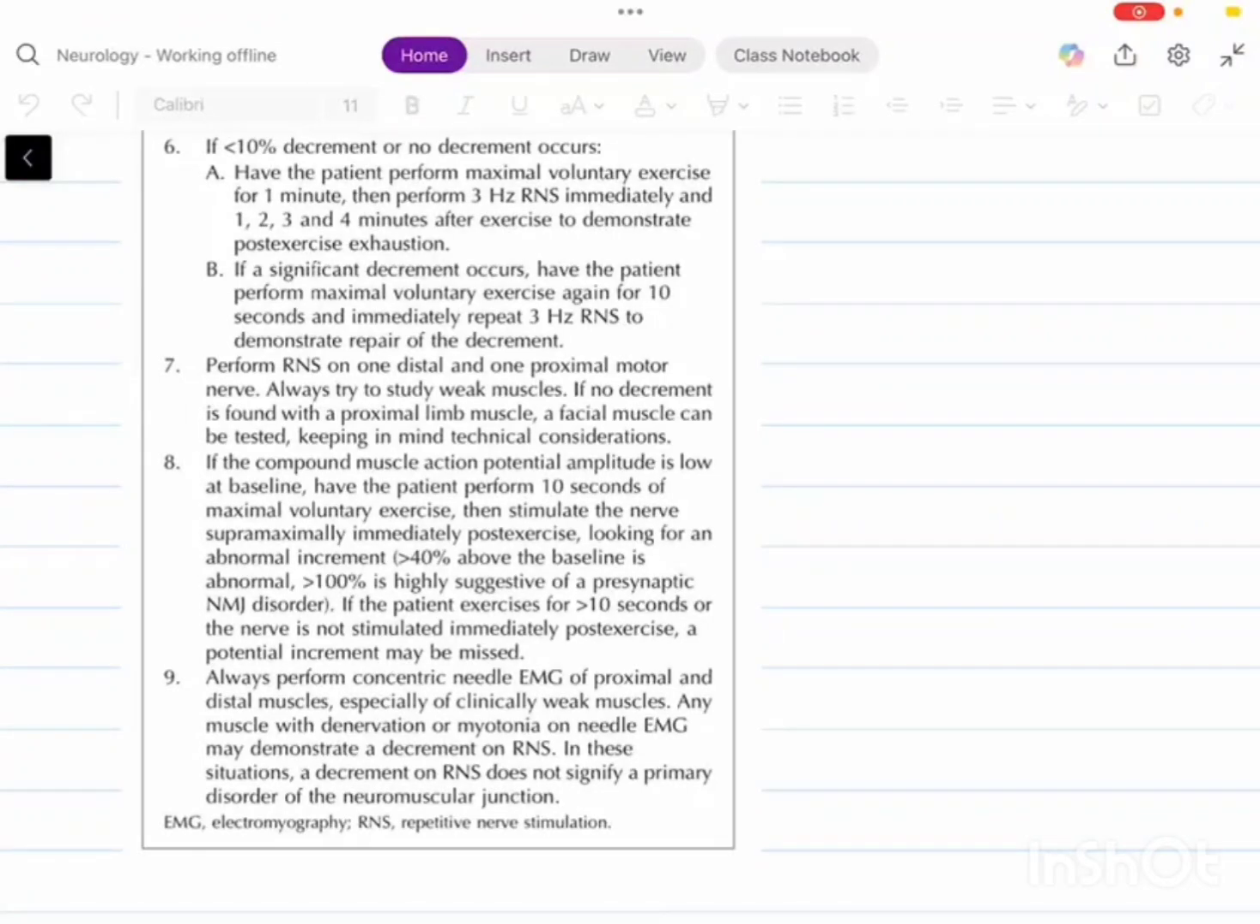Perform the RNS on one distal and one proximal motor nerve. Always try to study the weak muscles. If no decrement is found with the proximal limb muscle, a facial muscle can be tested, keeping in mind the technical considerations.